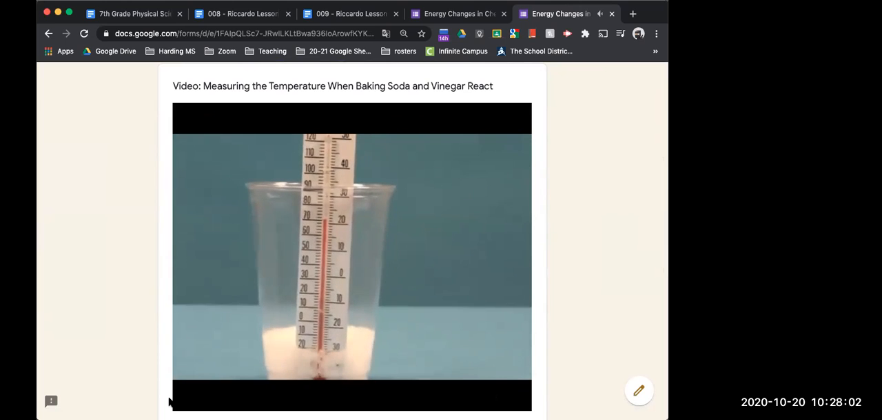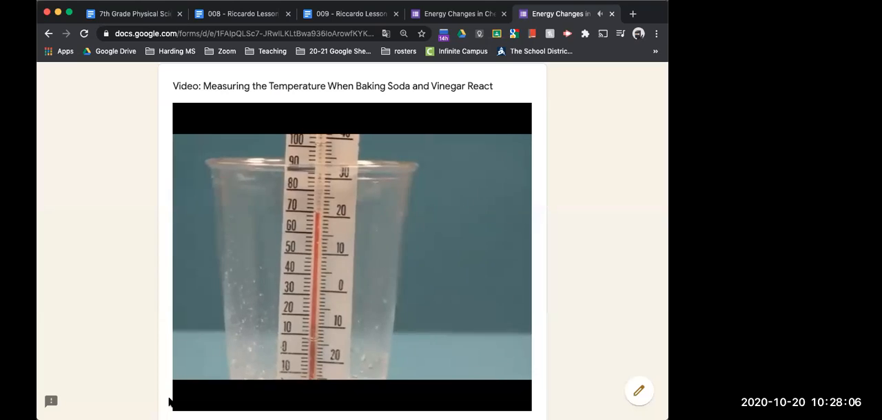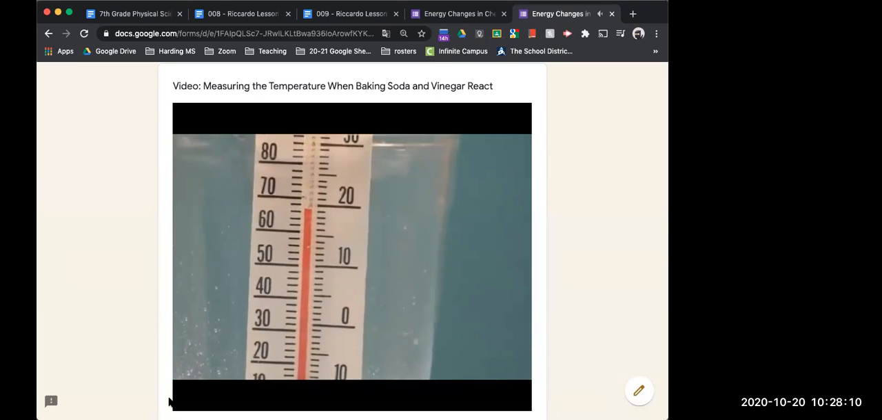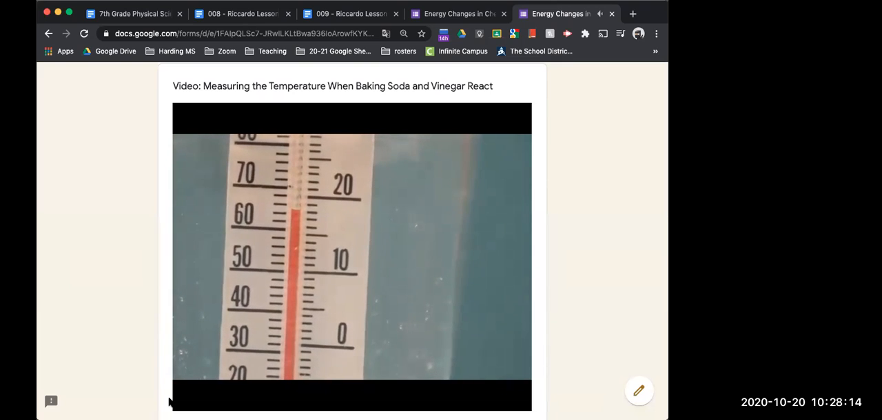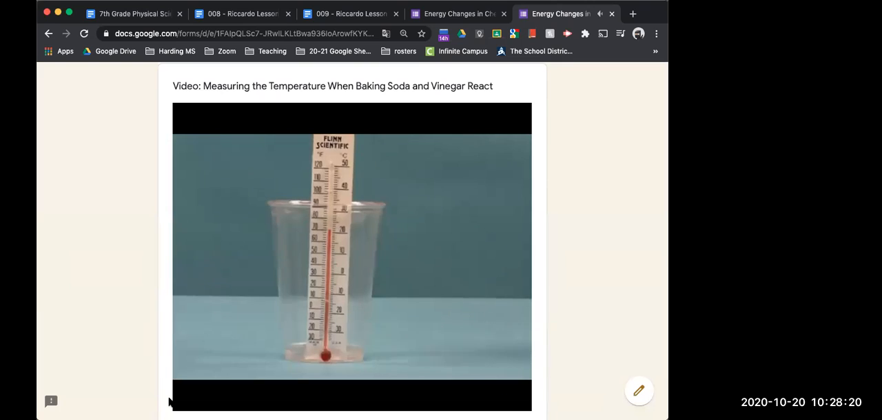The baking soda and vinegar react. A gas is produced and forms bubbles. Look at what happens to the temperature during the reaction. The temperature is decreasing. It started between 21 and 22 degrees Celsius and drops down to about 18 degrees Celsius or even further. Let's watch that again and talk about this reaction.